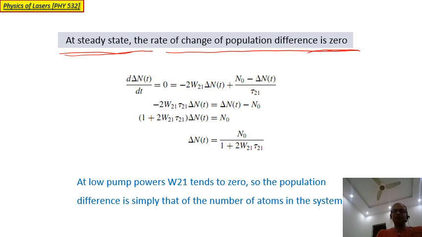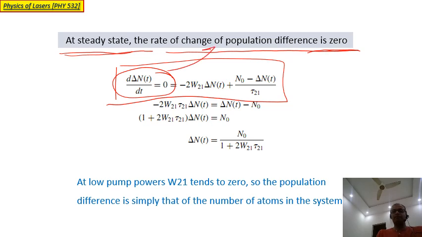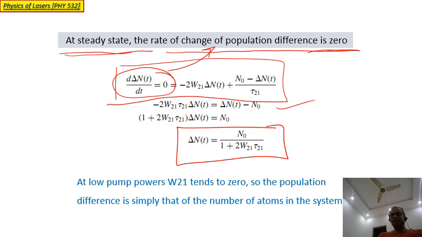Okay, if we consider this, then the equation will be like this. Okay, further simplify, what you get is the change, the difference, equal to n naught over 1 plus 2 omega to 1 tau to 1, where omega to 1 is stimulated emission and tau to 1 is spontaneous emission.